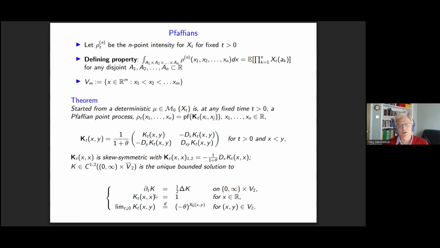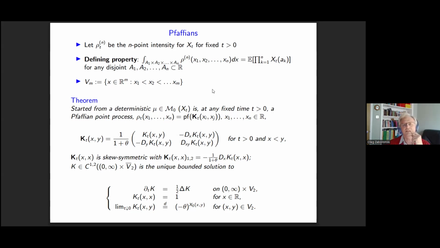With the boundary condition 1, and the initial condition given by minus theta to the power of the number of particles in the interval x, y. So I think it would have been better for me to write here mu rather than x naught, my initial condition.